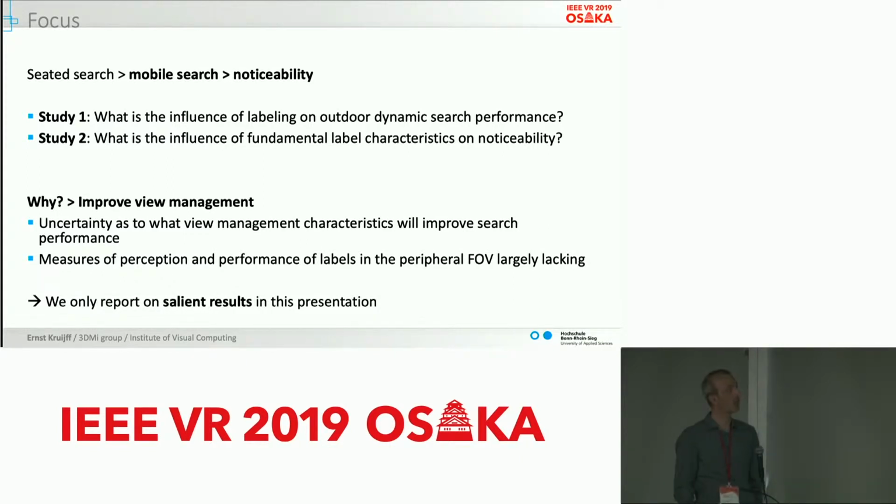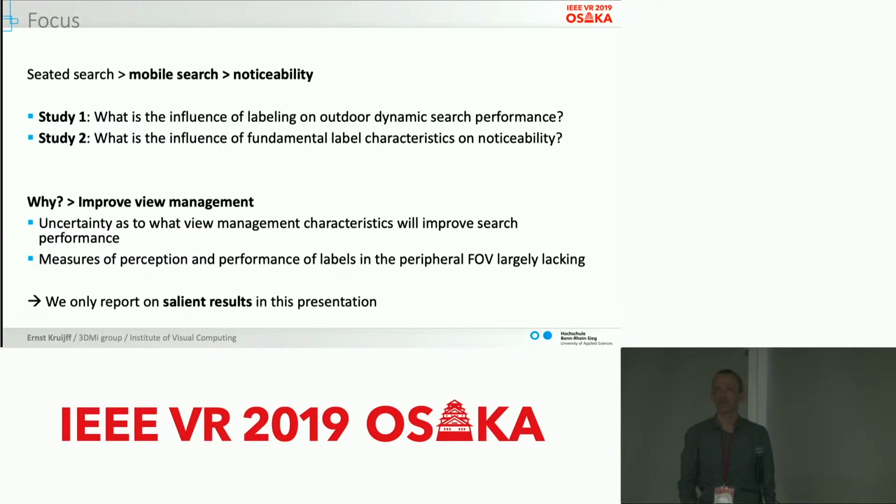To follow up, I'll present you two studies here. The first one is directly continuing the thought that we had in the first paper by looking now into a mobile search task where people really move around instead of looking very concentrated on a small screen, which is quite different. And a second study which looks at fundamental label characteristics on noticeability. So how can I design labels so that they are well noticeable for people, and how do they react in the different areas in the peripheral vision?